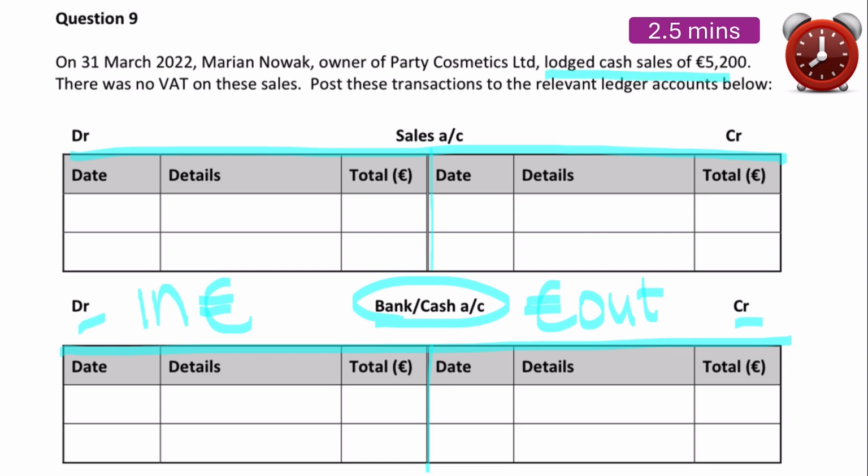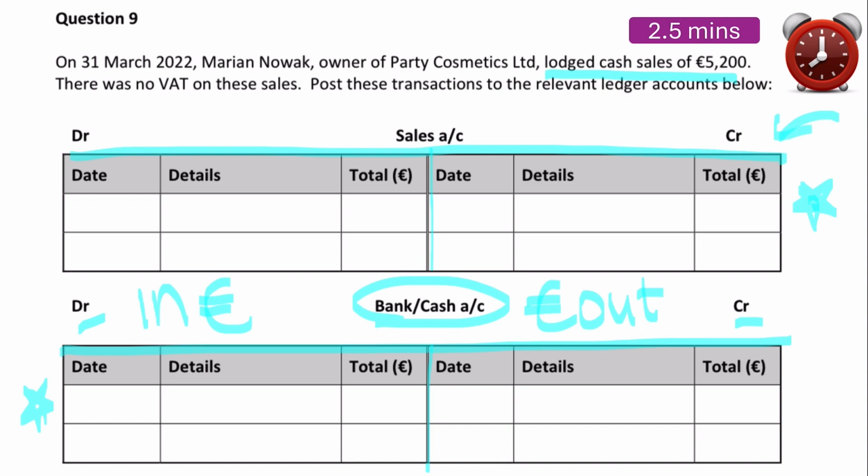This is saying that they lodged cash sales of 5,200. So therefore we know we are going to record that on the debit side. And hopefully you know that under double entry bookkeeping, we have to have the same amount of debits and credits. So therefore the sales, we are going to put that into the credit side.